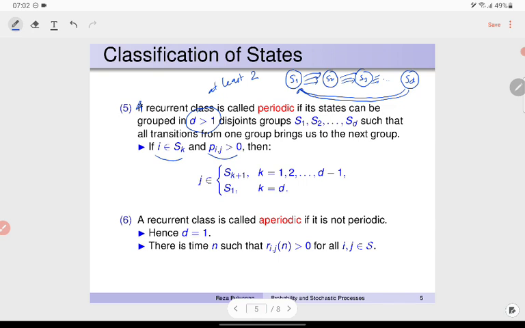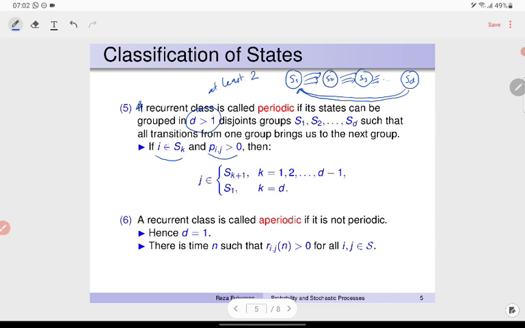That's what it means. So if I is an element of Sk, one of these sets of states, and Pij is larger than 0, then there are only two possibilities. Namely, the first one, J is an element of Sk+1 if k is equal to 1, 2, 3, and so forth until D-1, or S1 if k is equal to D. So this is what we call periodic. And look at this. The smallest period, of course, is equal to 2, because if it is 1, it is not called periodic.